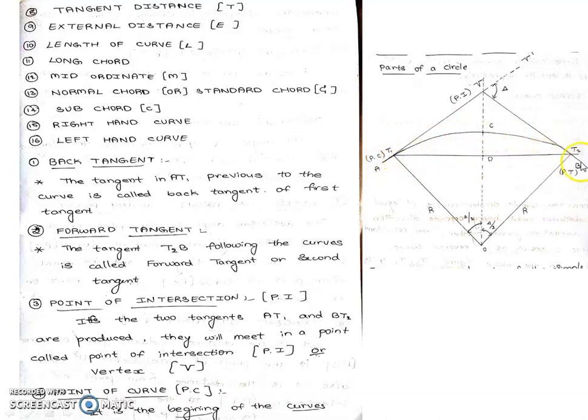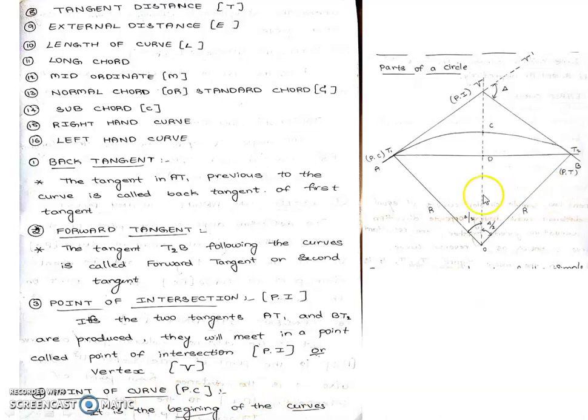Next, the tangent T2B which is forward to the curve is called the forward tangent, where the curve ends. Next, point of intersection, here at the point V. This is the point where the tangents AT1 and T2B, when produced, that is extended, will meet at a point. That point is called the point of intersection or V. V stands for vertex, that's why it is denoted by V.